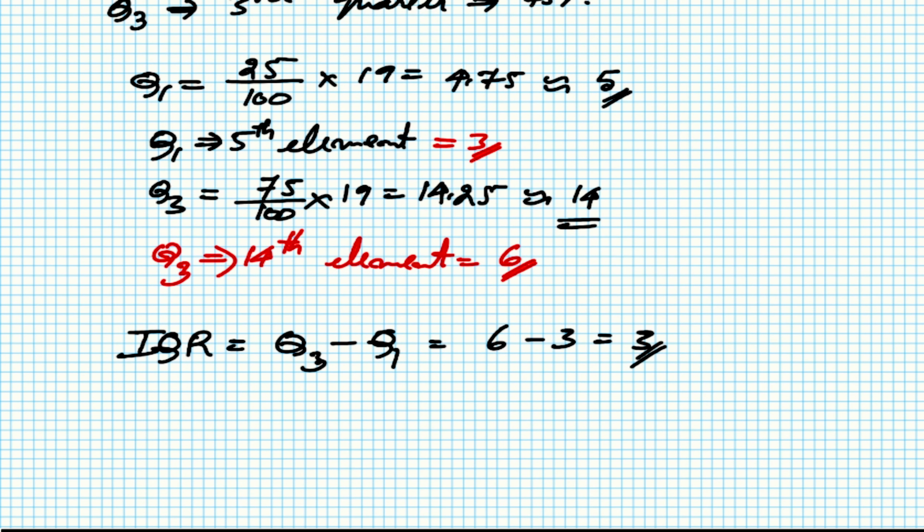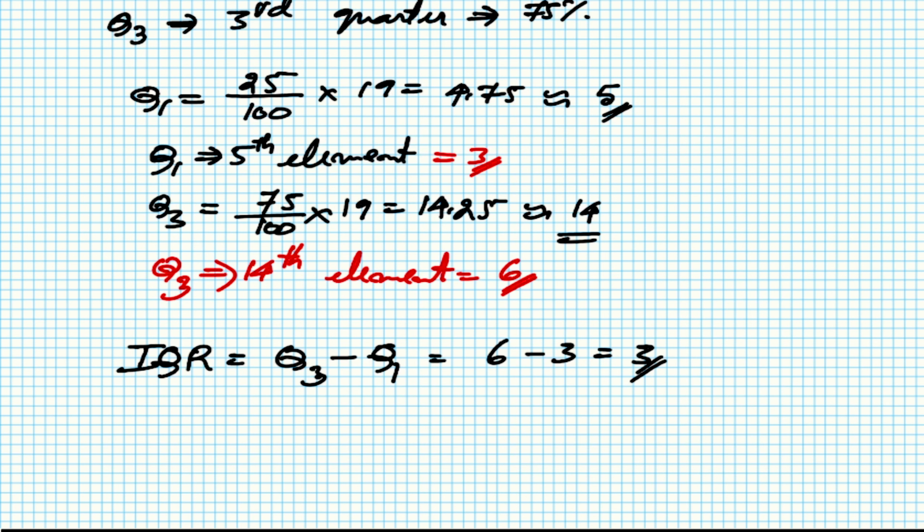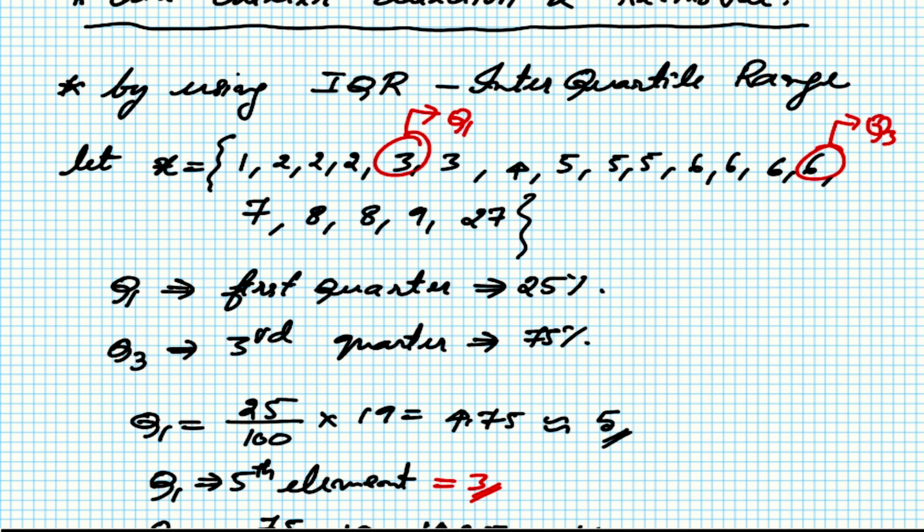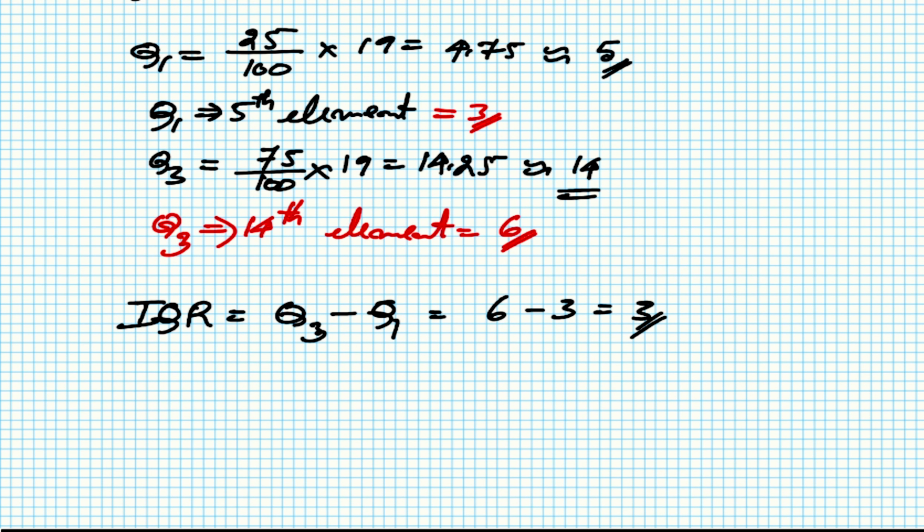So Q3 is 14.25, approximated to 14. You will find other researchers writing that you go to the next number. Yes, you can follow that: you will get the 15th number. But your answer might slightly change; instead of 6, 7 will become your Q3 if you go to the next number concept. That's also possible. Fine. So I calculate IQR, which is Q3 minus Q1. 6 minus 3 is equal to 3. So far, so good.